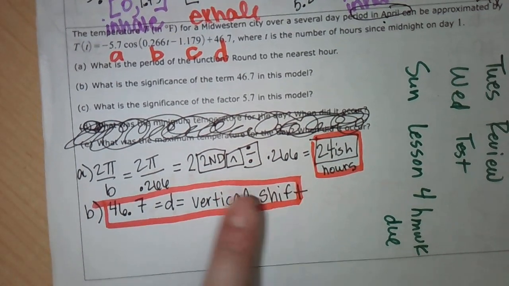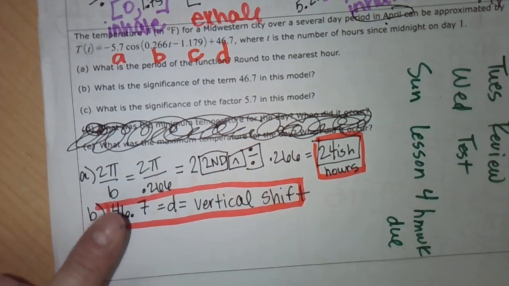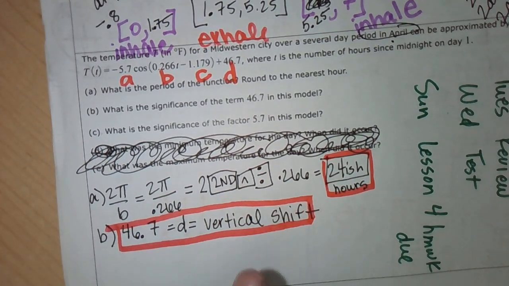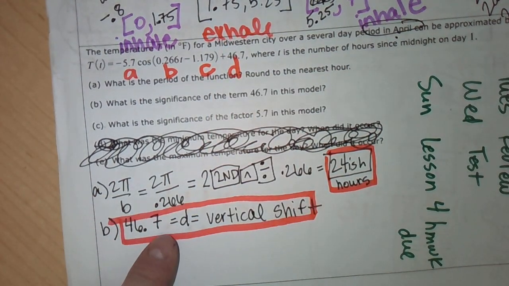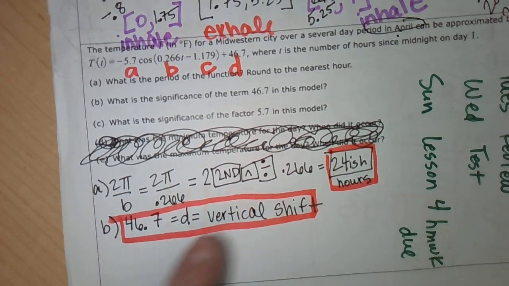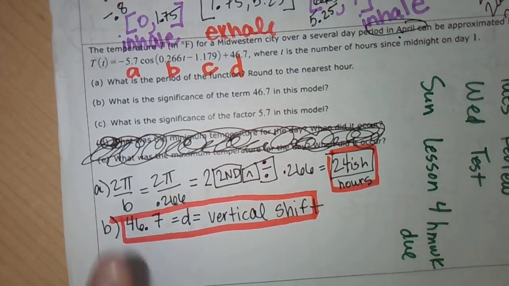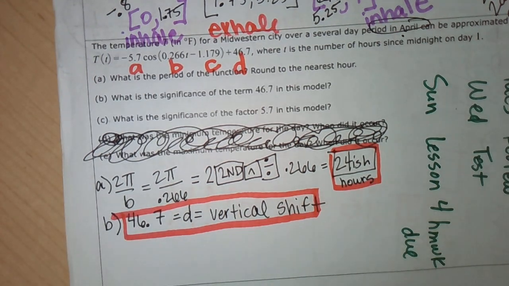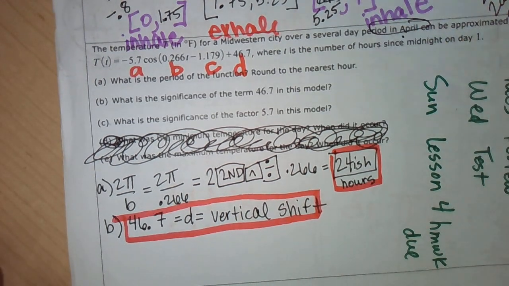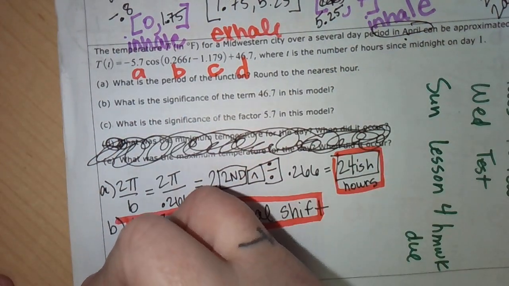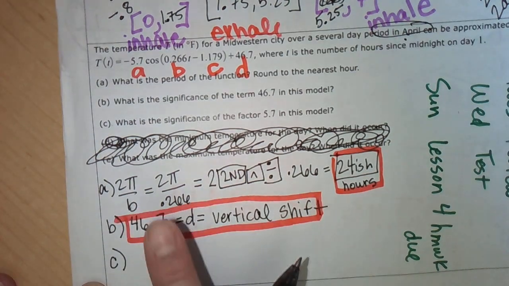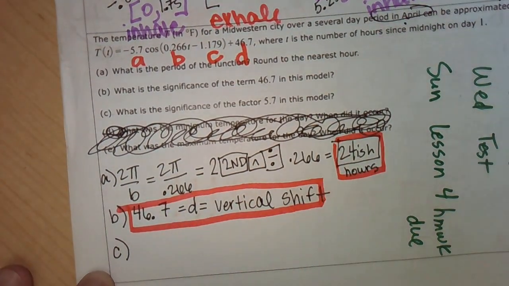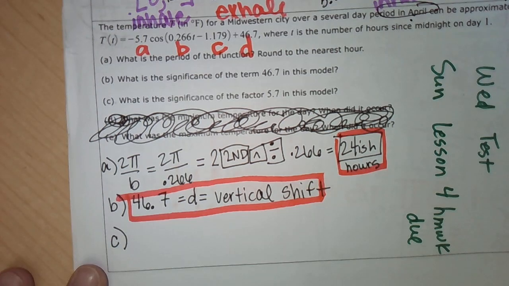If this was Texas, our equation would probably be like a 97.8 or something, because our temperature starts so much higher. If this equation was talking about, instead of a Midwestern city, maybe Alaska, then my vertical shift would be negative something, because Alaska temperatures start way lower than normal. Okay. So anyway, this tells us where we start. And it starts 46.7 degrees higher than an average city.